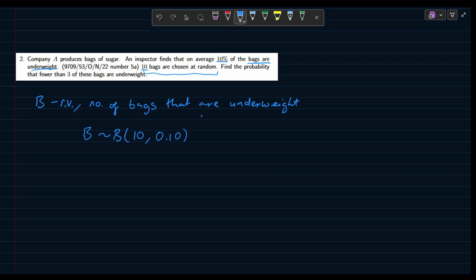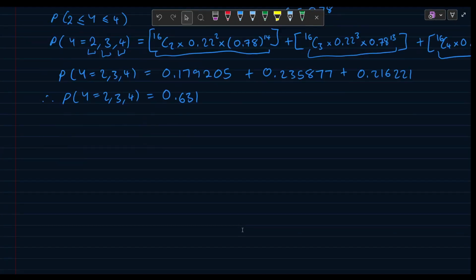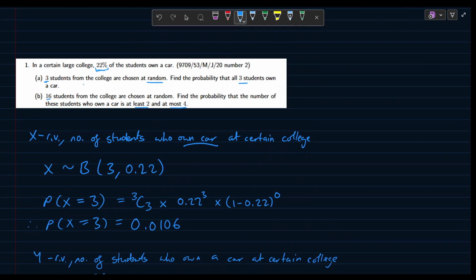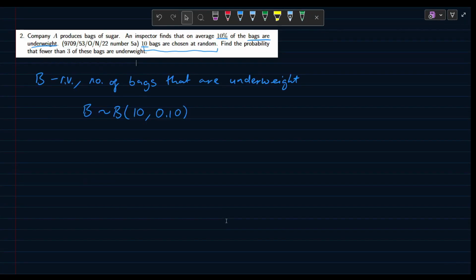Now a key, just so that you know whether it's binomial or not, usually when they say 10 bags are chosen at random, whenever you get this expression, let's go back here to the previous question. We can see here we had 16 students from the college are chosen at random. 3 students from the college are chosen at random. Usually when you get that sentence that this is chosen at random, it means that your random variable is probably binomially distributed. So to save you some time, once you see that sentence, start thinking in terms of the binomial distribution.